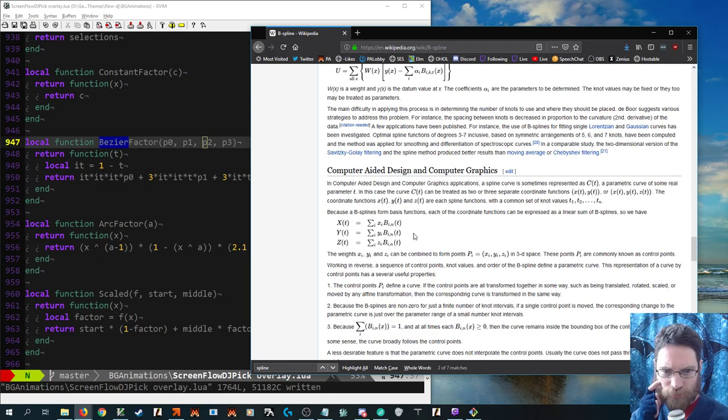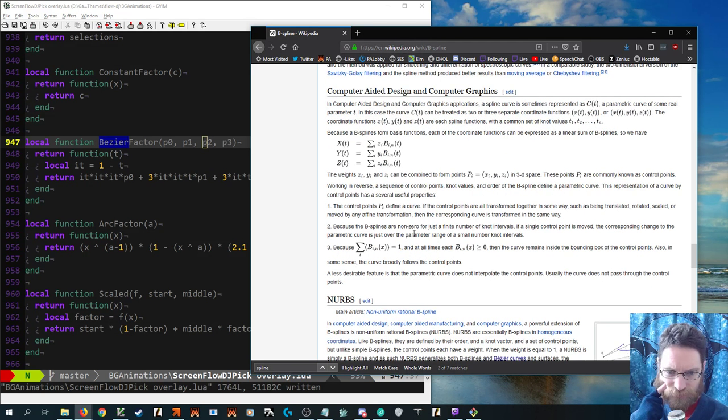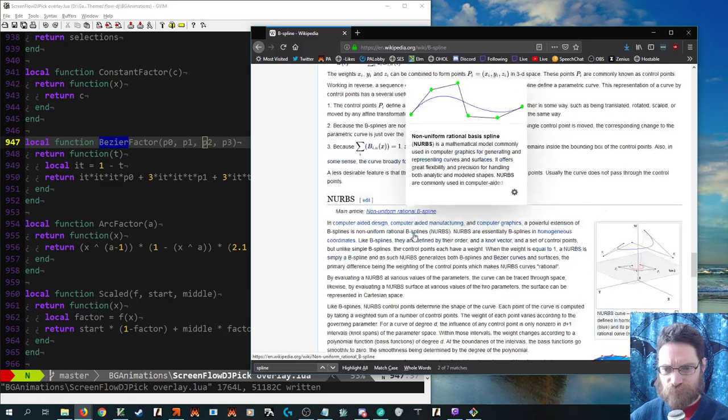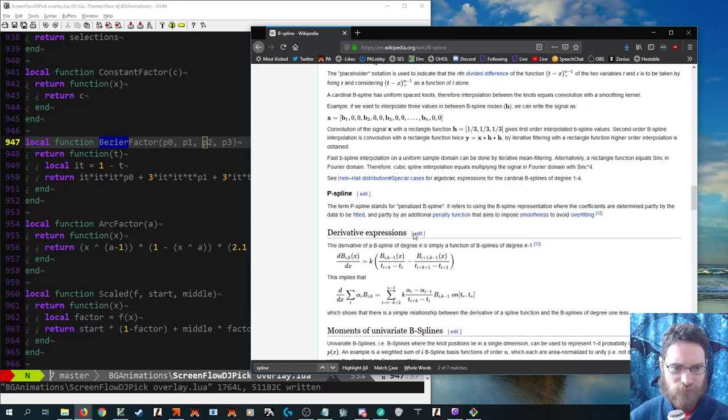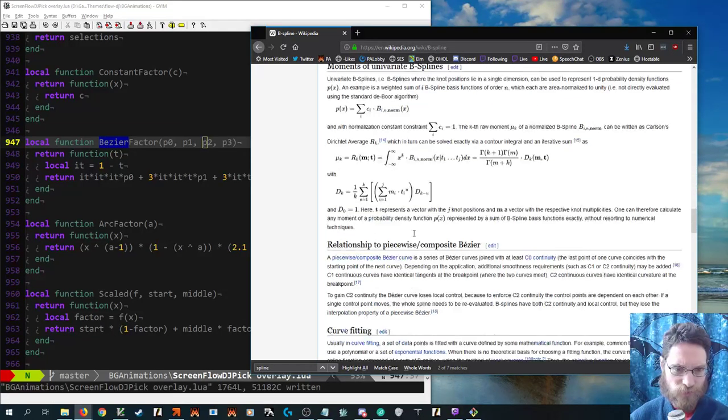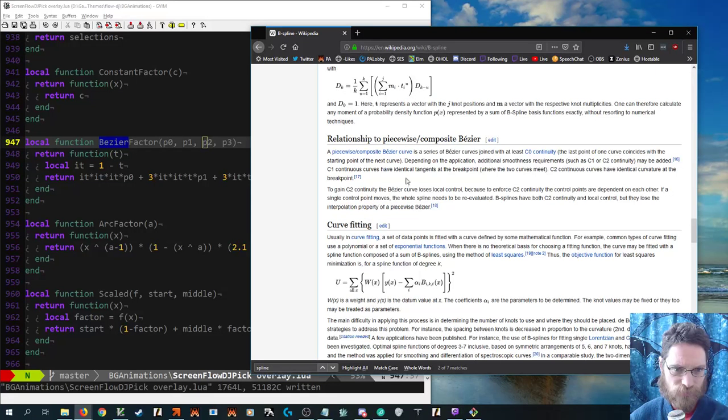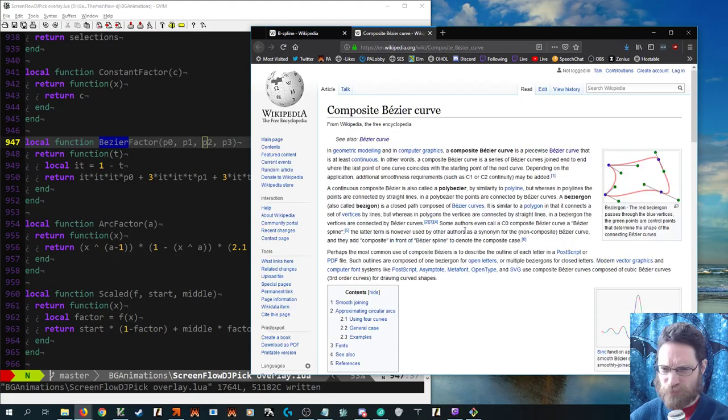C of t, of some real parameter t, are each spline functions with a common set of knot values. Basis functions. The weights. These points are commonly known as control points. Control point, control polygon. Yeah, maybe what I was thinking of was the piecewise Bezier, which is something you could actually imagine calculating.